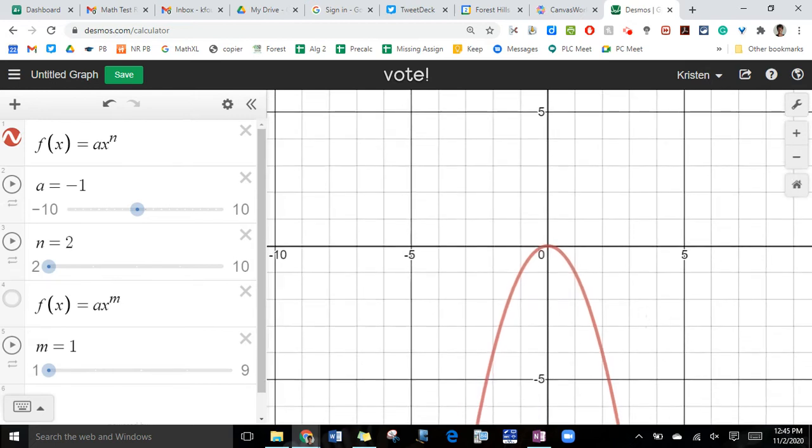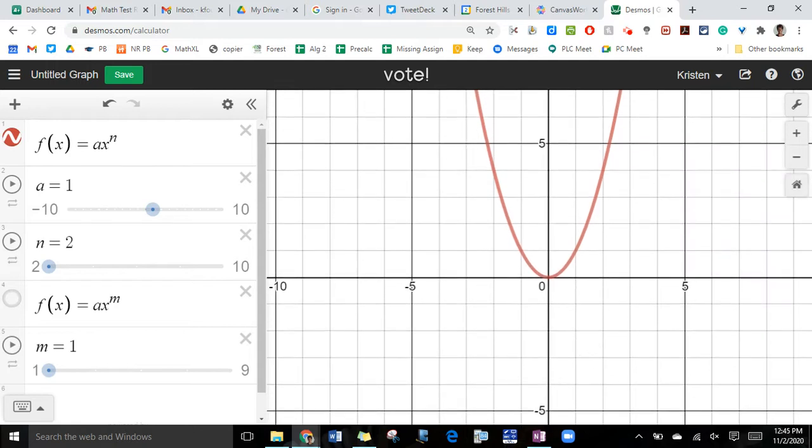So here I have a function. I'm going to adjust this a little bit. You can see this is the function f of x. That's just ax to the n power. Now, I have my exponent set here as n equals 2. So this is just ax squared. And we all know that's going to be just a parabola.